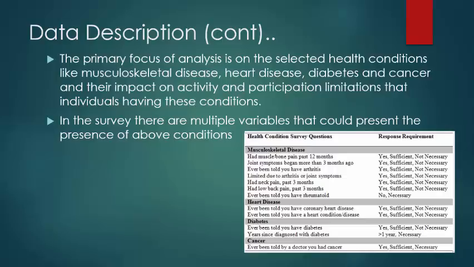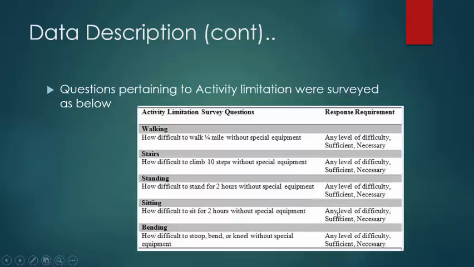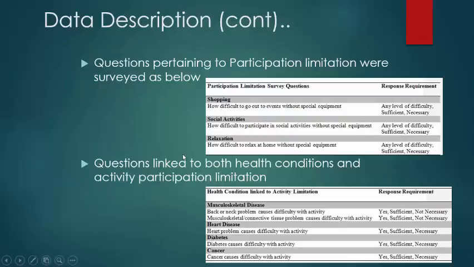The survey has various questions related to health conditions. For example, we can see the questionnaire in the screenshot. The questionnaire also has questions pertaining to activity limitation, such as the difficulty an individual has in walking a quarter mile, or whether the individual can climb steps. It also has questions pertaining to participation limitation, such as whether an individual can go to events without special equipment, or whether the individual can engage in social activities. The questions are linked for both health conditions and activity participation.